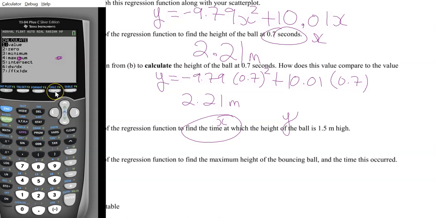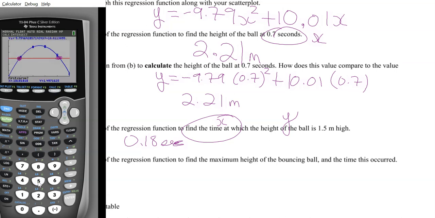So we go second calc. These are intersects. We just move to about the point of intersection. You can just hold that key down. Hit enter 3 times. So we get 0.18 seconds.